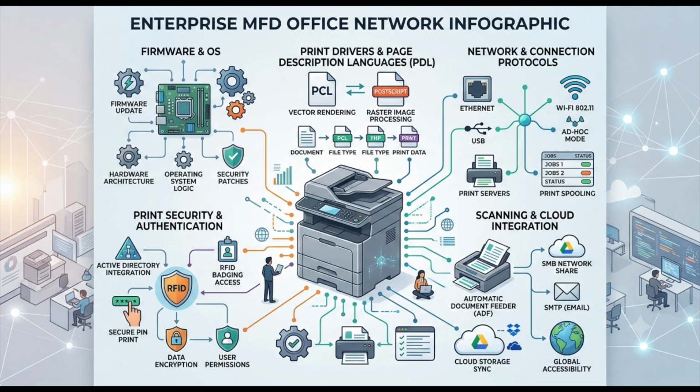The intelligence extends to media management as well. An enterprise MFD manages multiple input trays simultaneously. Right. Tray 1 for letter, tray 2 for envelopes, that kind of thing. Exactly. But it doesn't just blindly pull paper. The firmware reads the metadata embedded in the print job, identifies the requested paper size and weight, and activates specific sensor-driven pick rollers.